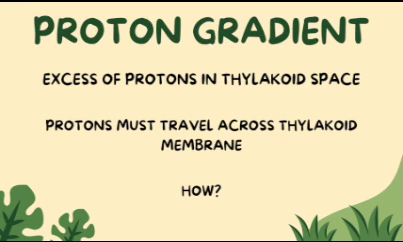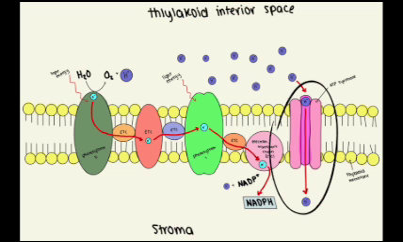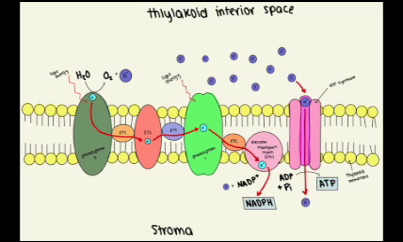So, let's go back to our model. To get across the membrane, the protons will travel through a protein called ATP synthase. As the protons travel through, the ATP synthase uses the kinetic energy or movement energy of the protons to create ATP, which is the other main product of the light-dependent reactions.